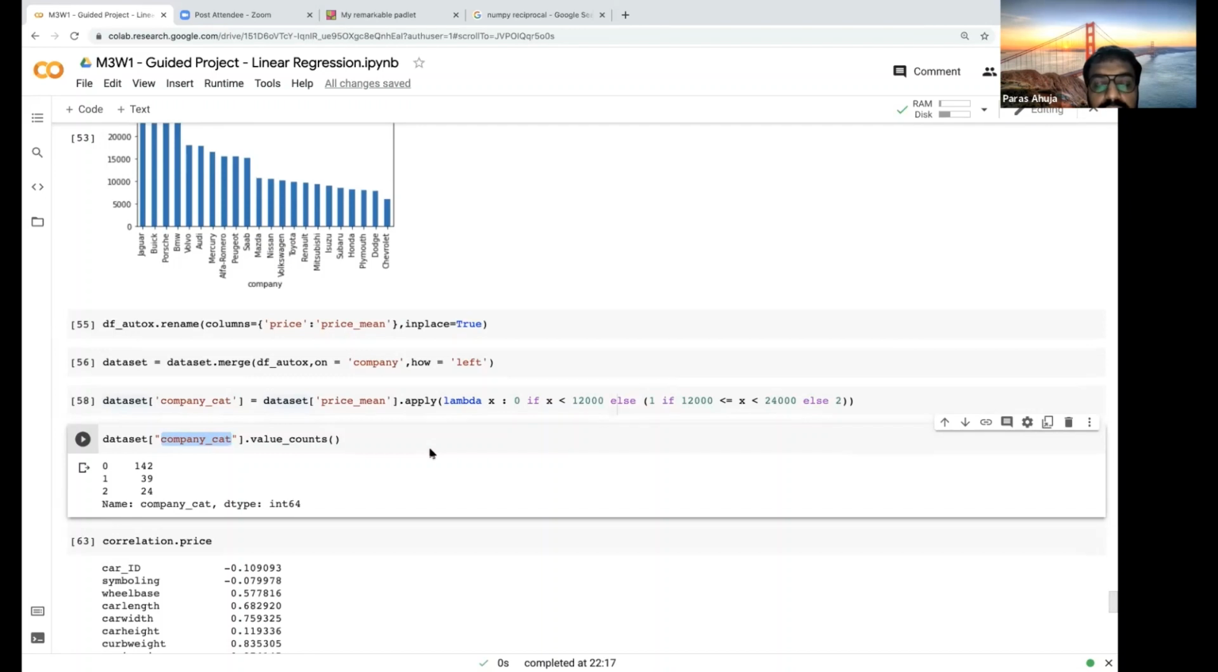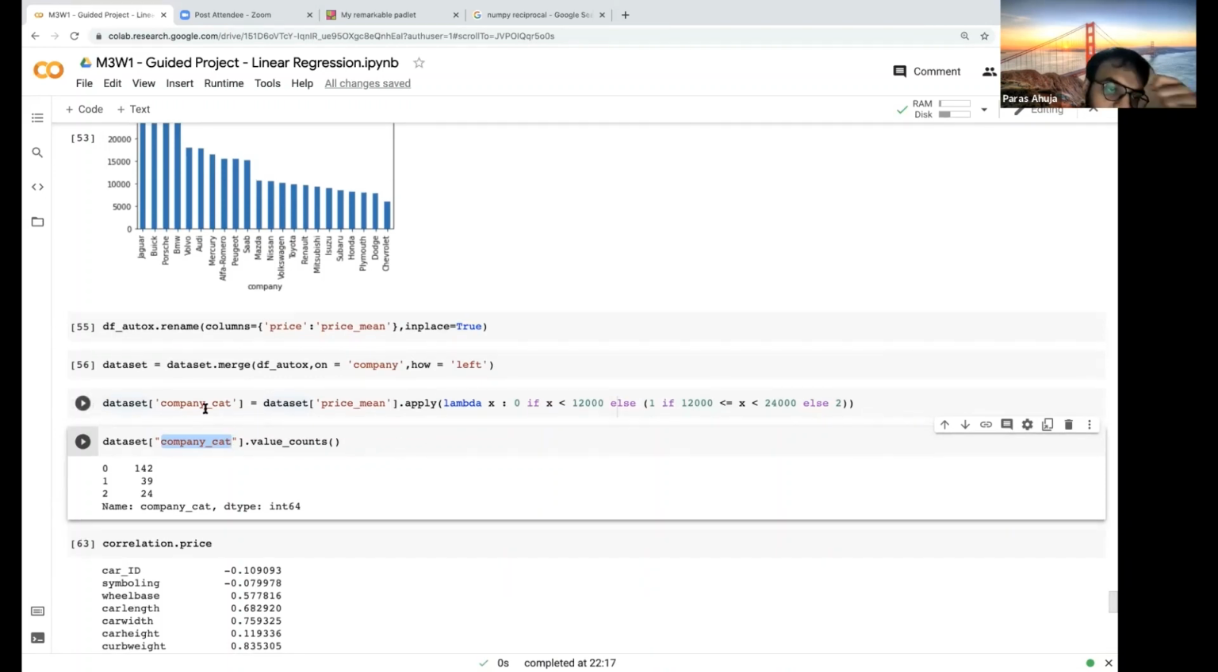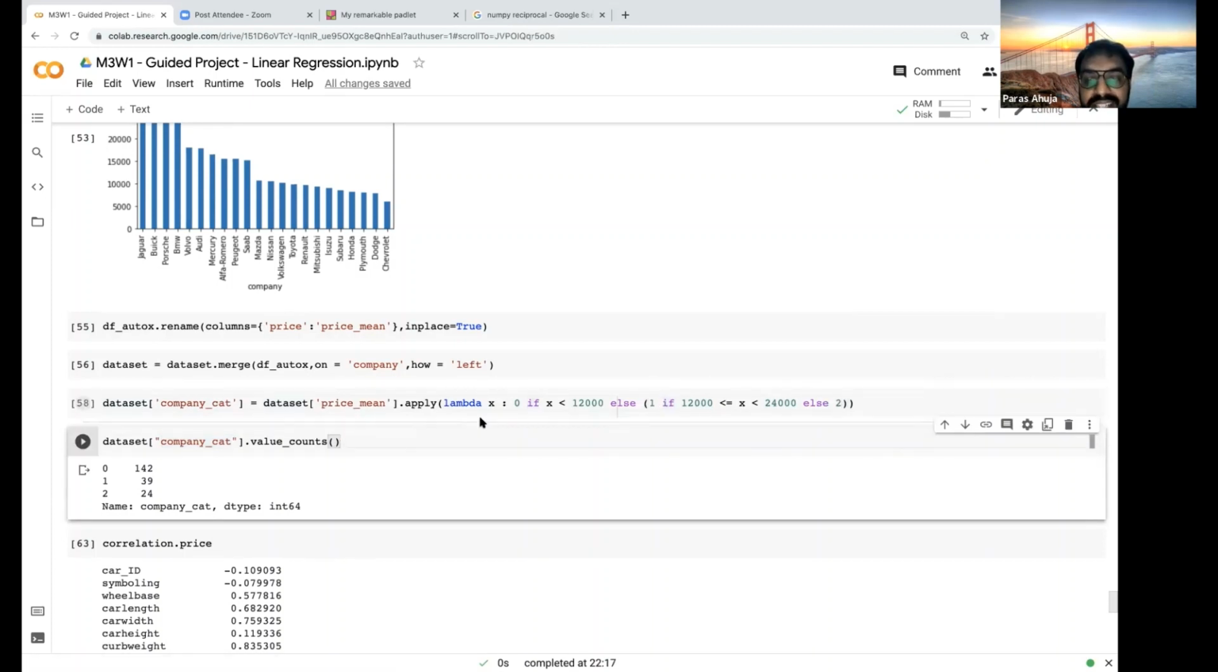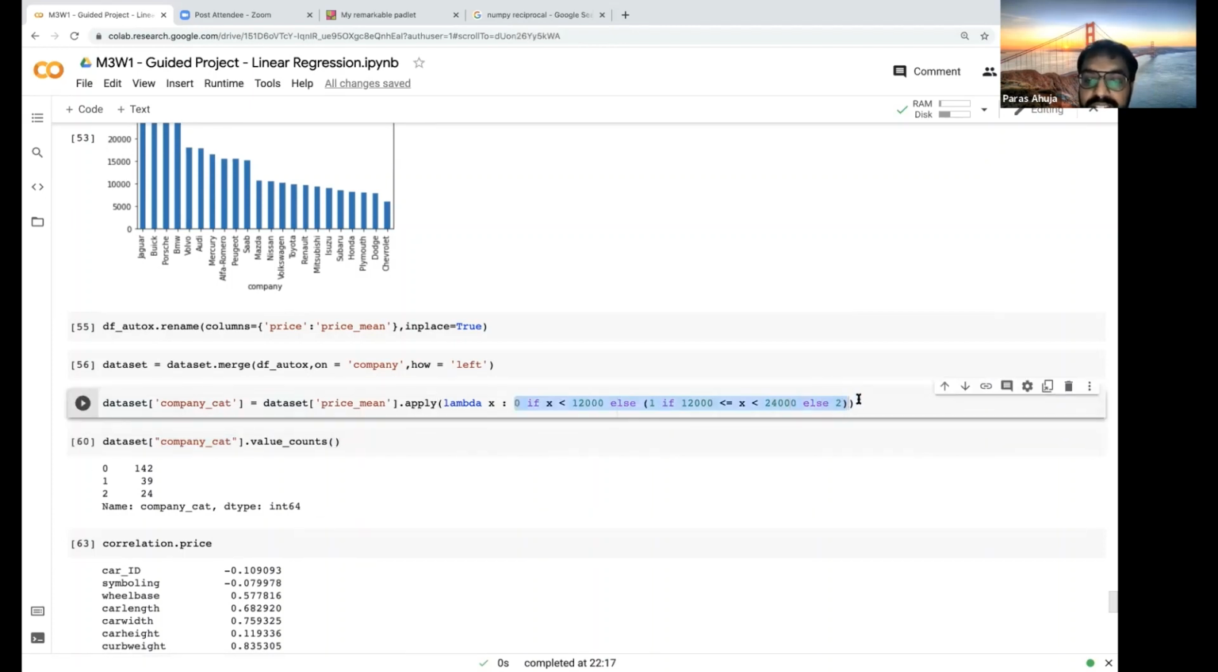Someone had asked me a question. This company category is 0 for less than 12,000, 1 between 12,000 and 24,000, and 2 for greater than 24,000, right? So what I'm saying is that even if you don't create one-hot encodings for this and treat it as a numerical column, we will not be making any blunder. It's right. Why? Because these 0, 1, 2 represent price ranges, right?